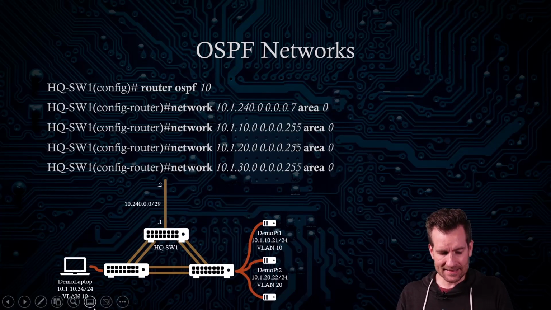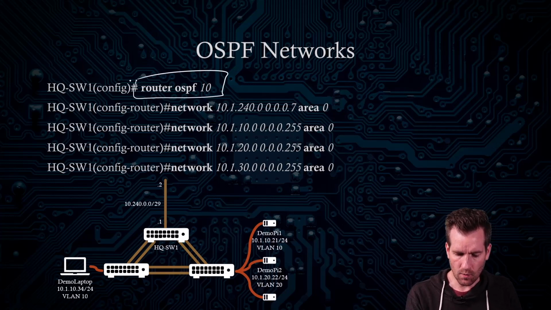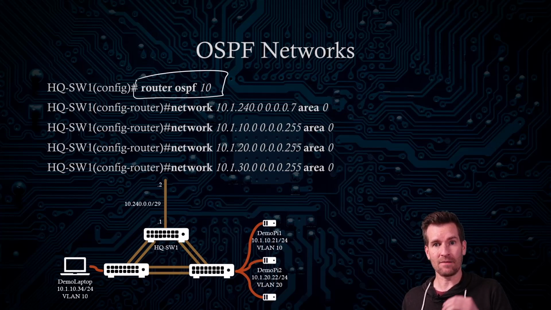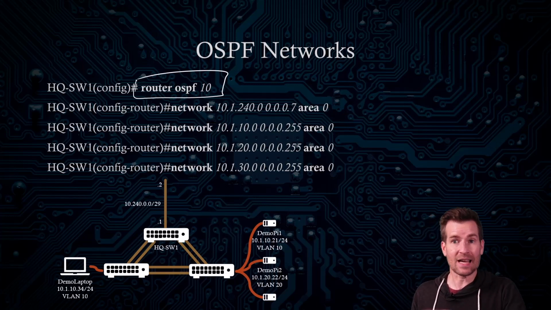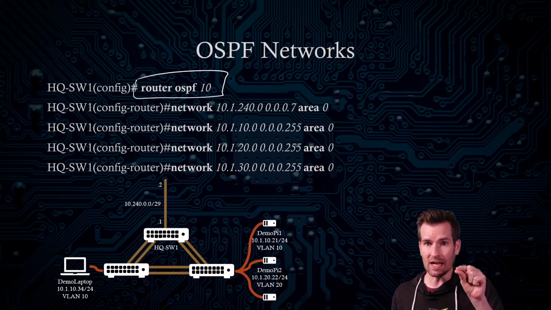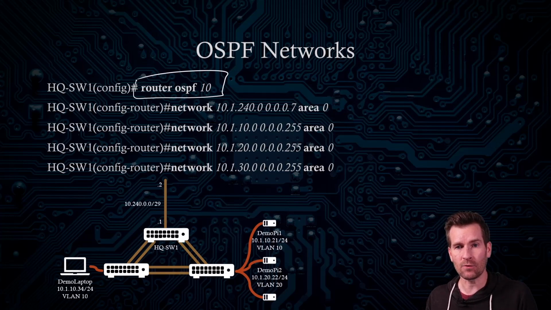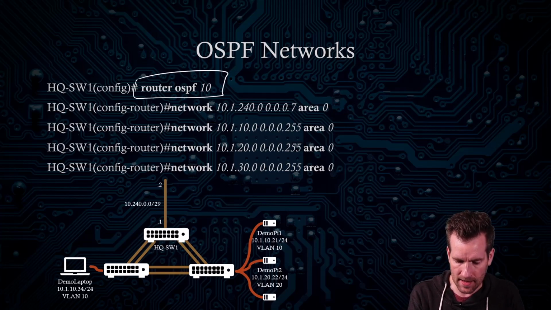On my last demo, I typed in router OSPF 10, and then I created a network statement of 10.0.0.0/8. So it really encompassed everything. But let's do it line by line and see what would happen if we entered these in line by line.